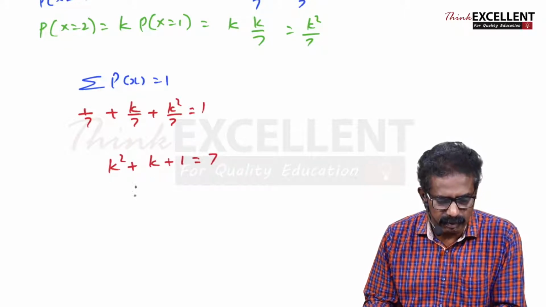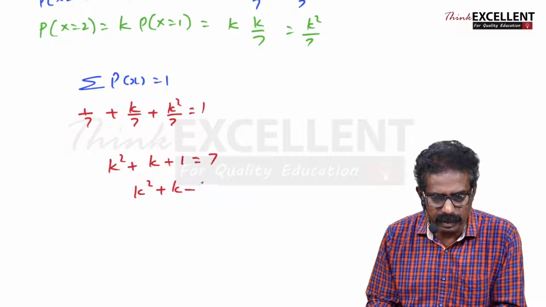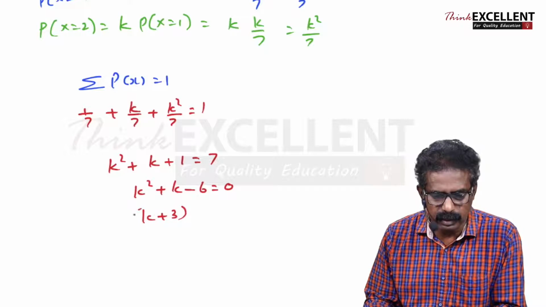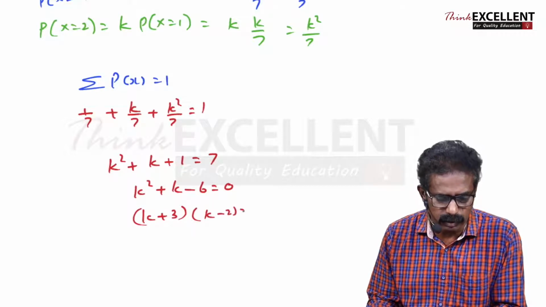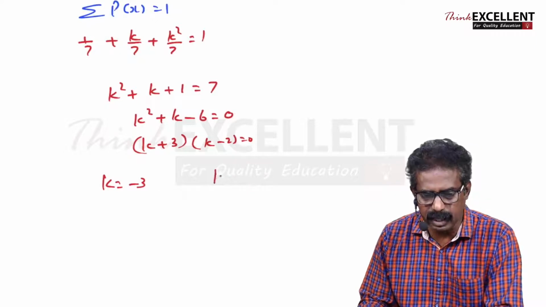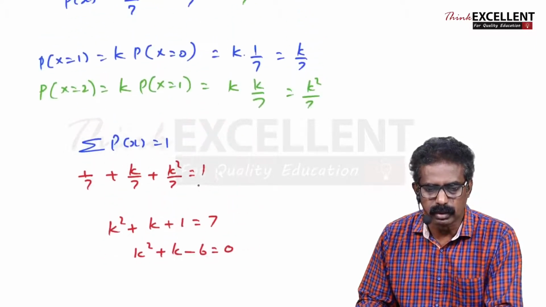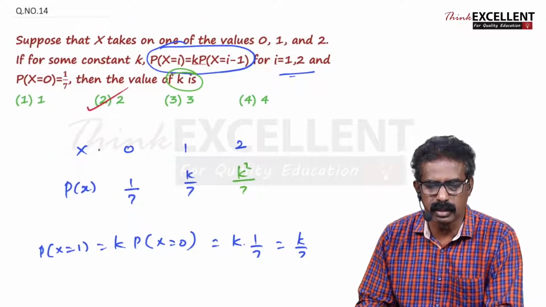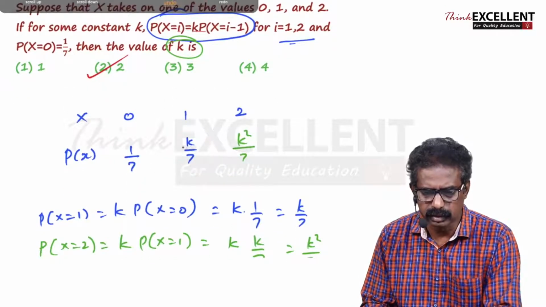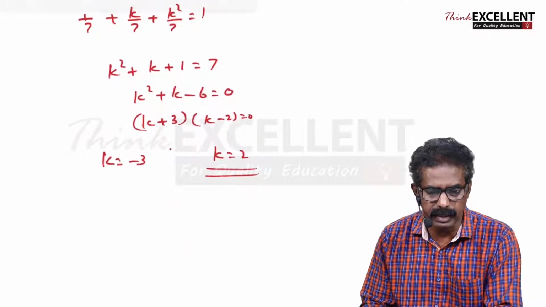Bring that 7 to the left side. K square plus K minus 6 equal to 0. Factorize: K plus 3 into K minus 2 equal to 0. So one answer K equal to minus 3, not possible. Another answer K equal to 2. So K equal to 2 is the correct answer. K cannot be negative, because probability cannot be negative.